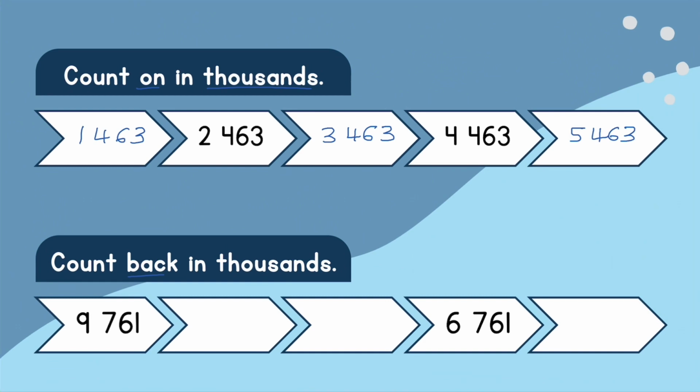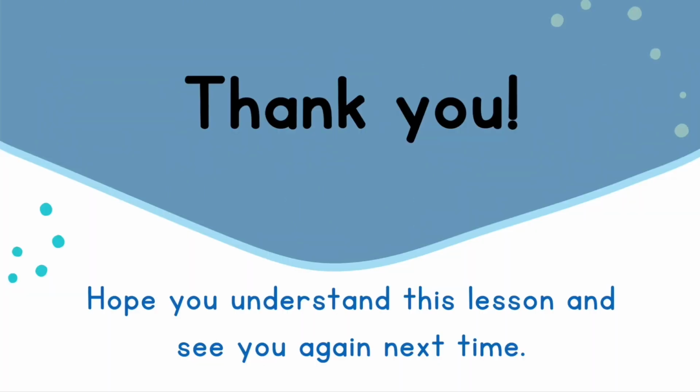Again, count back means backwards. So you minus thousands. For this time, only the thousands will change. The hundreds place value, tens and ones will remain the same. So let's say we are given the first number is 9,761. If we are counting backwards, before 9 is 8. So here it will be 8,761. And then before 8 is 7. So here is 7,761. Before 7 is 6. And before 6 is 5. So here is 5,761.